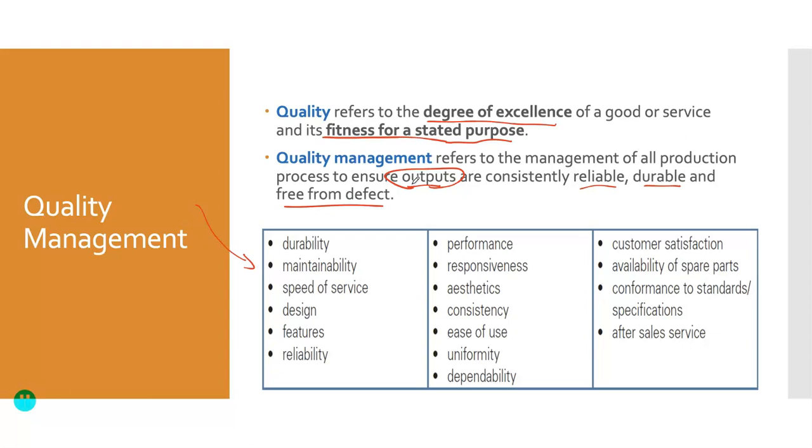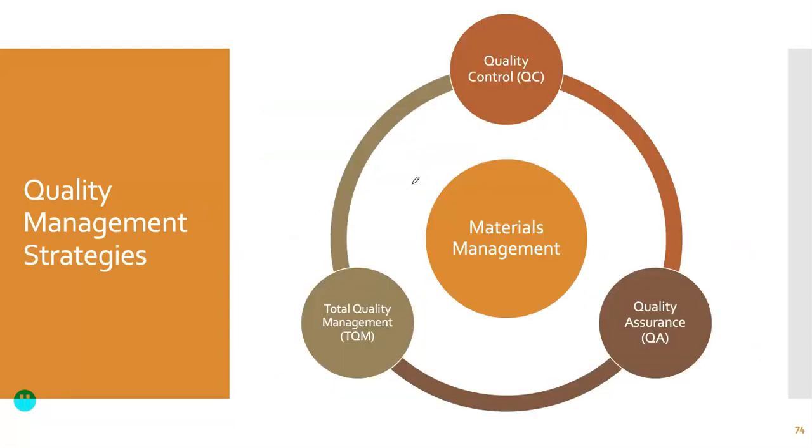Now, I don't think we have to talk too much to understand how important that is in terms of our objectives as a business. In terms of the strategies, we are going to focus on three: quality control, quality assurance, and total quality management. When we talk about these, particularly quality control and quality assurance, I want you to be thinking about the similarities and differences, because that's quite a common exam question.